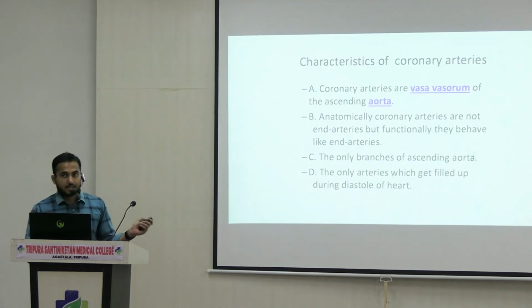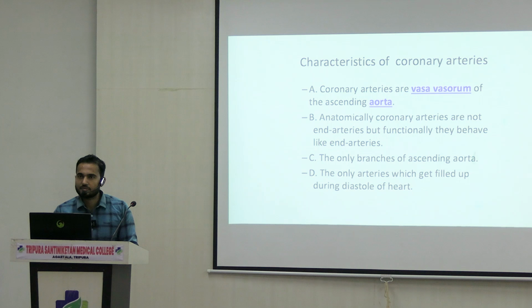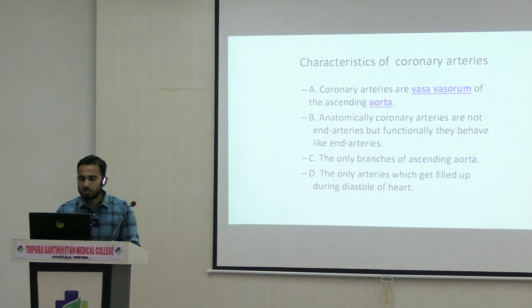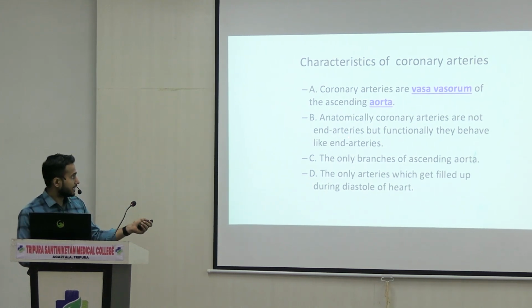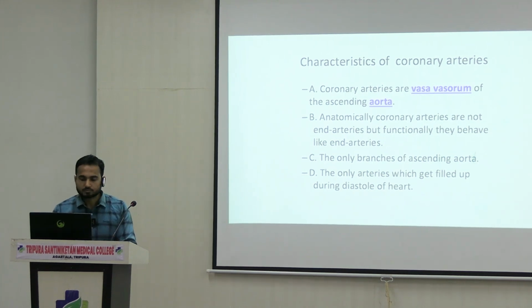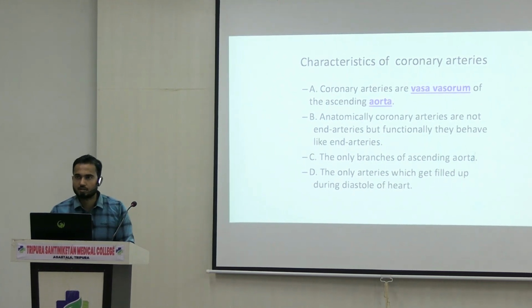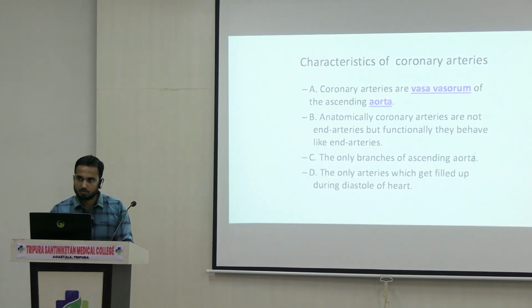Next, as I said, there are some peculiarities of the coronary arteries. What are those peculiarities? First of all, coronary arteries are the vasa vasorum of the ascending aorta. Next, as I mentioned, anatomically these coronary arteries are not end arteries, but functionally they behave like end arteries, and I have discussed the significance of this. Next, these are the only branches of the ascending aorta. The ascending aorta doesn't have any other branch apart from these.